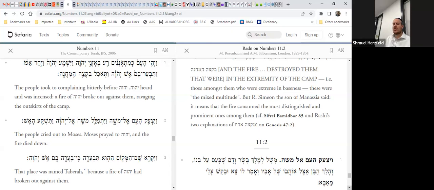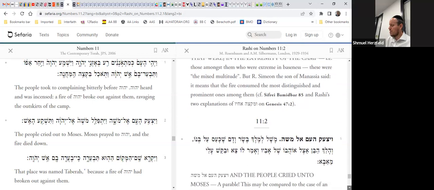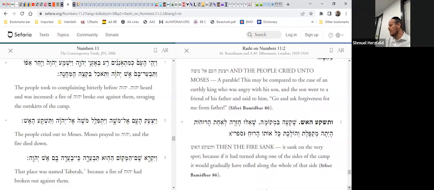And the people cried out to God, and Moshe prayed to God, and the fire sank. Vatishka ha'esh. Let's see what Rashi says. It's like a king of flesh and blood who was angry at his son, and the son went to the father's friend and said, go pray on my behalf for mercy.